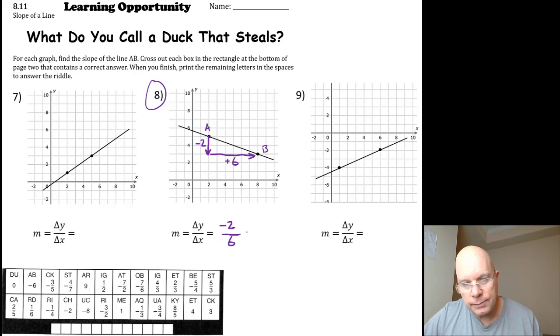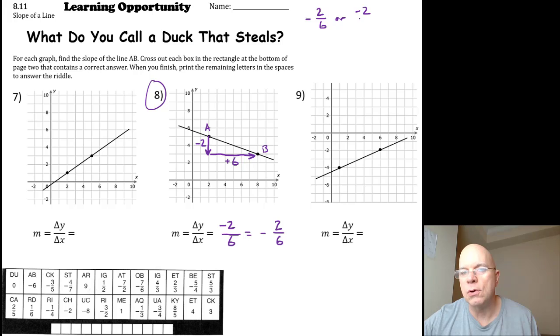Now, let's see. A negative divided by positive is negative. So this is better expressed as negative 2/6. It means the same thing. If you have a negative fraction, negative 2/6 could be written negative 2/6 or negative 2 over 6 or 2 over negative 6. They all mean the same thing because negative divided by positive is negative and positive divided by negative is negative. But we'll usually just write it as a negative fraction.